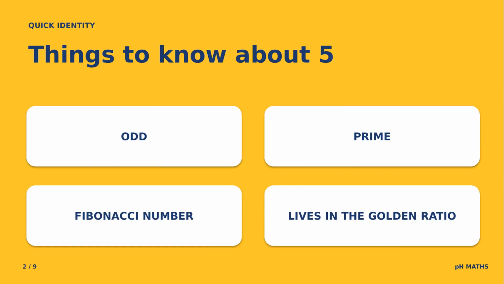Quick identity check. 5 is odd, 5 is prime. 5 is a Fibonacci number. The sequence runs 1, 1, 2, 3, 5, 8, 13, and 5 lives inside the golden ratio. So phi equals 1 plus root 5 all over 2, which works out to around 1.618. 5 is one of those numbers that just keeps popping up in places it has no right to be.